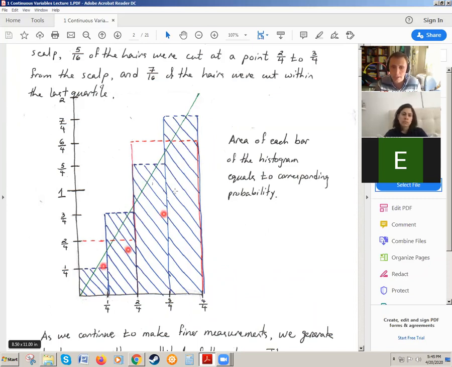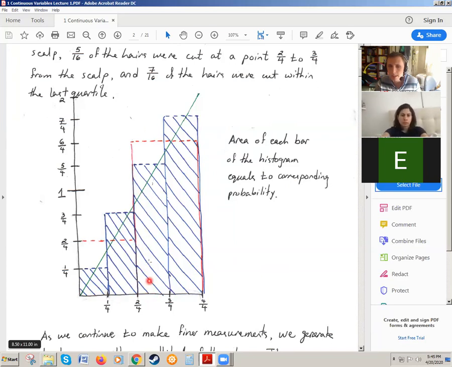So this green line is y equals 2x. Can you imagine that? Here it's very thick, so it's not easy to see why it should be under this line. But imagine you make observations of whether the hair was cut halfway between 0 and 1/4, and the other half, or here halfway, or here halfway.